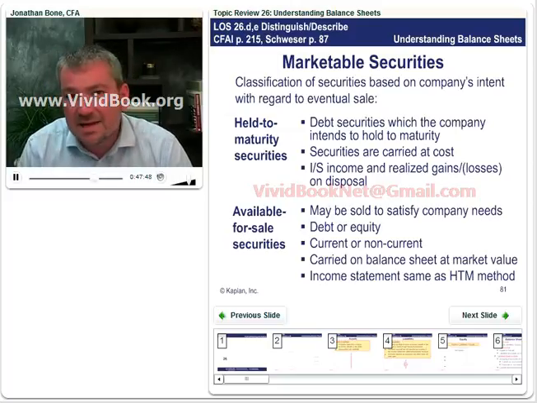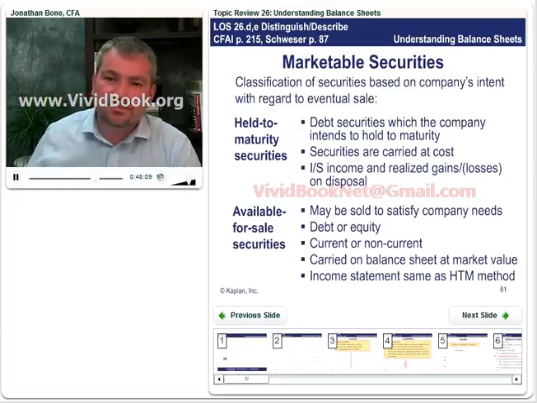In the income statement, again, it's going to be exactly the same as the held to maturity method. Okay, so in other words, if it's equity, you're going to see dividends and realized gains and losses on disposal of the equity. If it's debt, you're going to see coupon plus amortized discount or minus amortized premium plus any gains or losses on disposal.